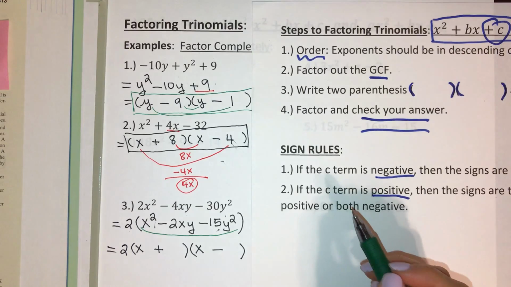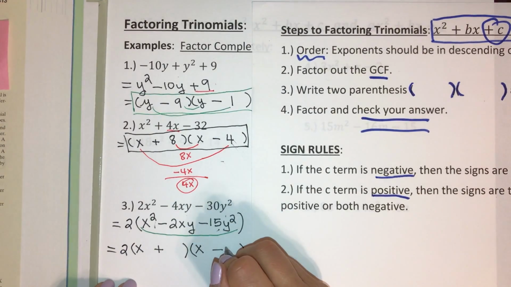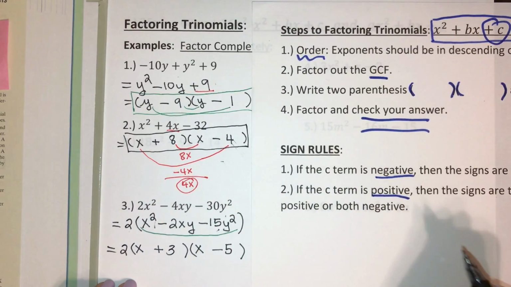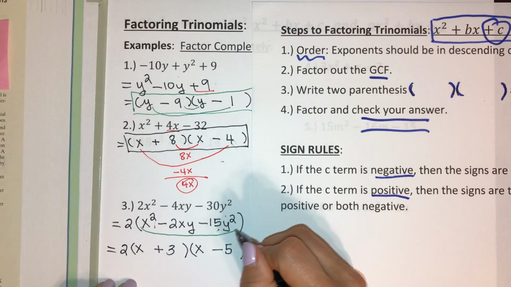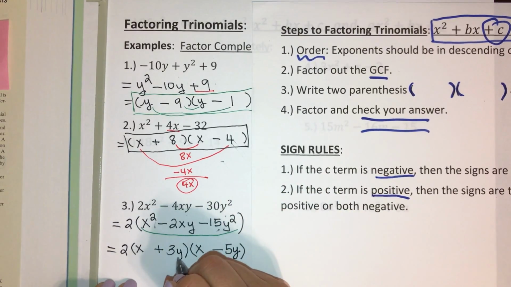In order to do that, we need to use 3 and 5. You need to figure out which should be negative, which should be positive. In this case, 5 needs to be negative, 3 needs to be positive, and since we have this extra y squared, I need to make this 5y and 3y. When you multiply these two, we need to get y squared.